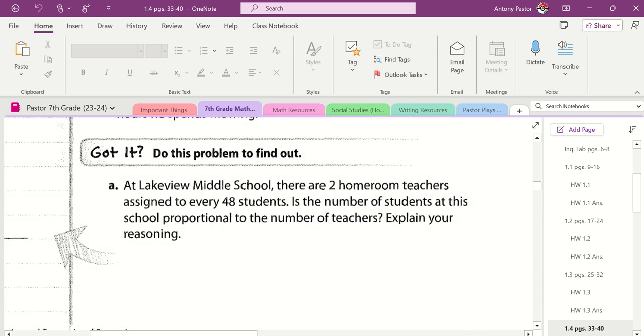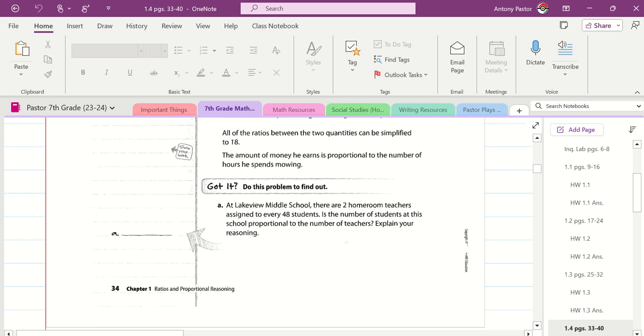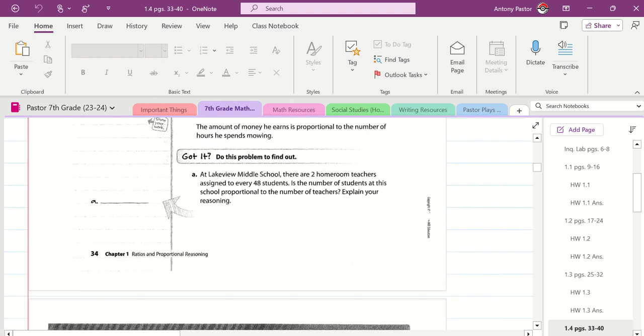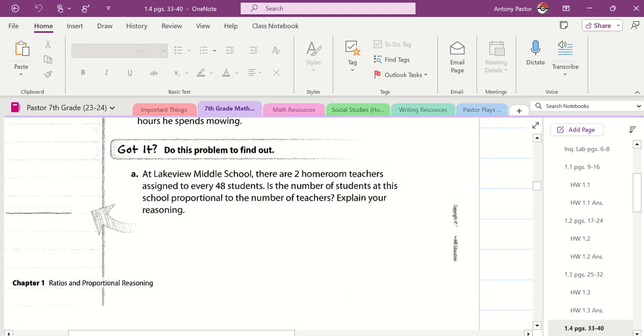At Lakeview Middle School, there are 2 homeroom teachers assigned to every 48 students. Is the number of students at this school proportional to the number of teachers? Explain your reasoning. Now, we would need to have a little bit more information here, I think. But let's see. We'll go ahead and write this down.